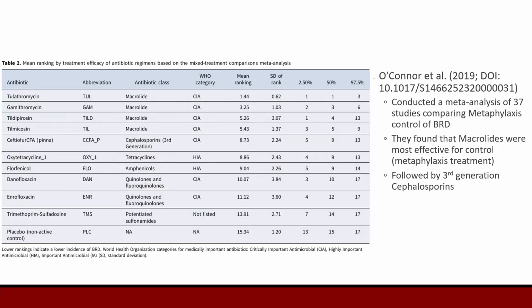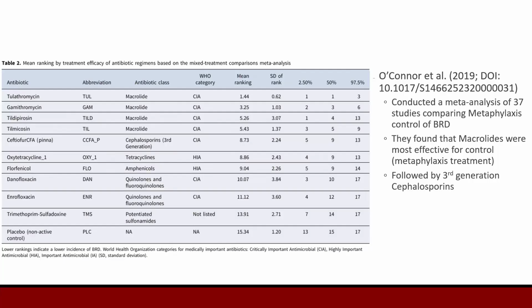So we have tulathromycin, which is Draxxin. It's a macrolide. Tilmicosin, I think, is Micotil. You have some of your others, oxytetracycline or phenicols. So you have all these that are approved for mass medication of cattle.